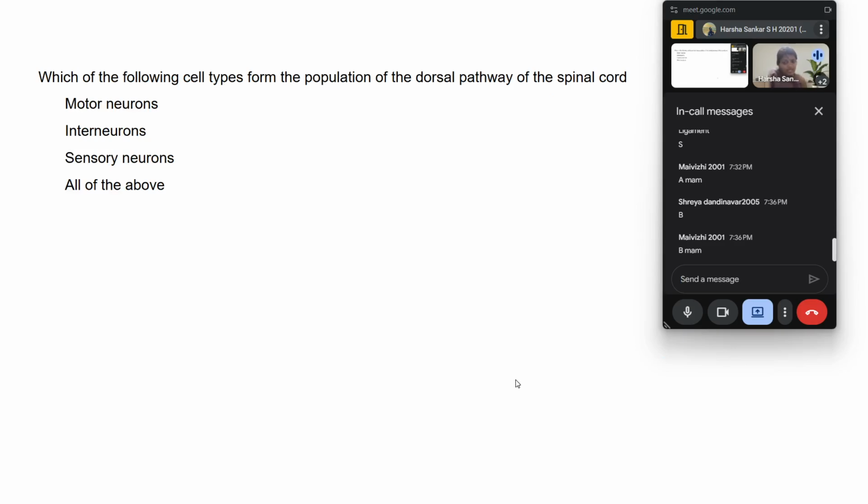Which of the following cell types form the population of the dorsal pathway of the spinal cord? Option A, motor neuron; option B, interneuron; option C, sensory neuron; option D, all of the above. The question is about the dorsal pathway. The dorsal pathway contains dash, the ventral pathway contains dash. So what does the dorsal pathway contain? That is the question.